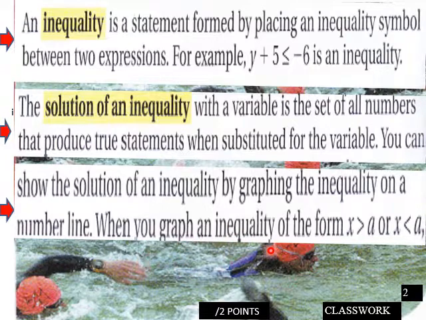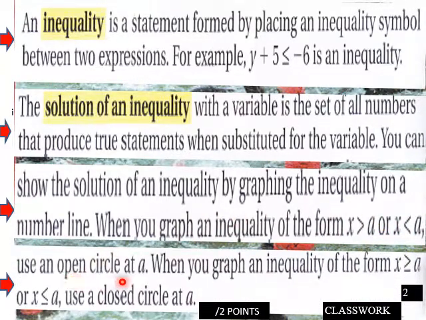When you graph an inequality of the form x greater than a or x less than a, use an open circle at a. These are imperfect inequalities, so use an open circle. When you graph an inequality with a partial equality, then you use a closed circle. We've got a perfect inequality here, so use a closed circle.